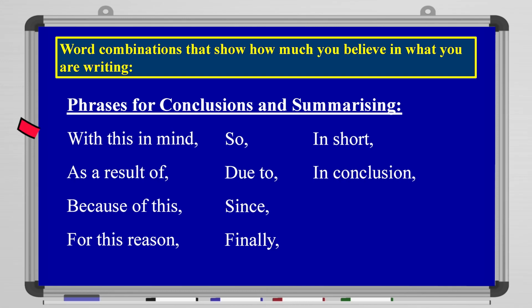For example, with this in mind, as a result of. If you use "as a result of," you're summing up all the things and giving a result at the end. Because of this, for this reason, so, due to, since, finally, in short, in conclusion: all these words will tell the reader that you are concluding and summarizing what you have said throughout the essay.